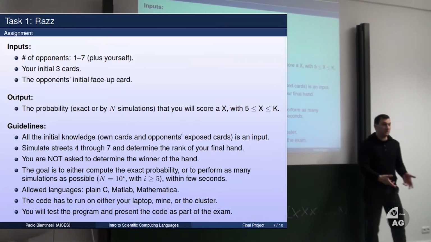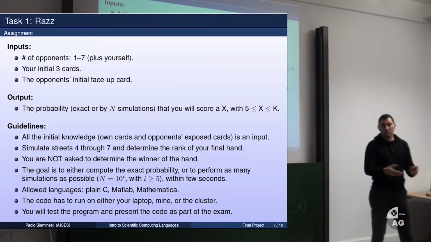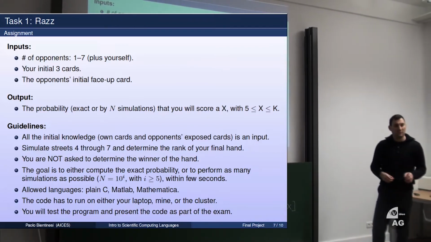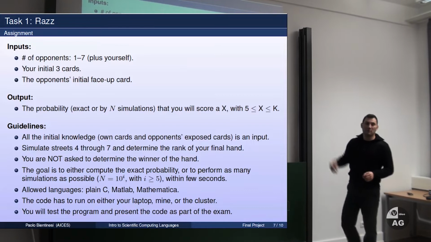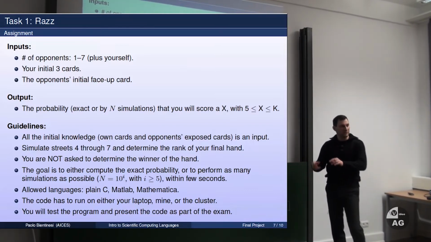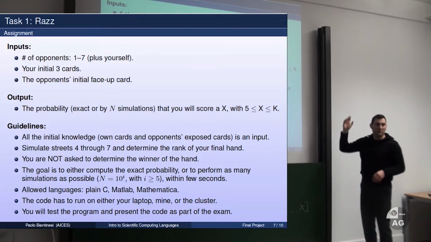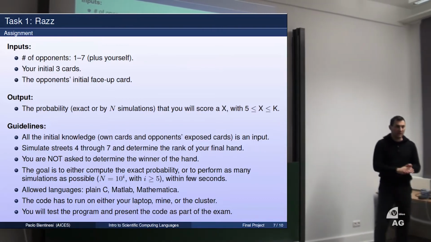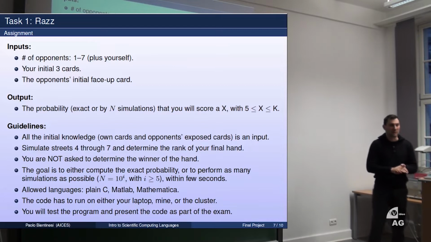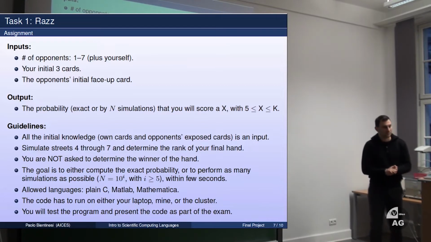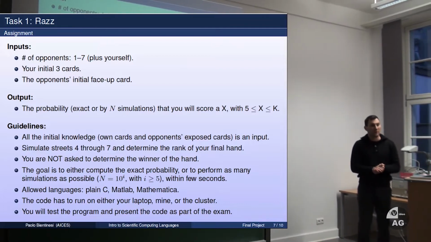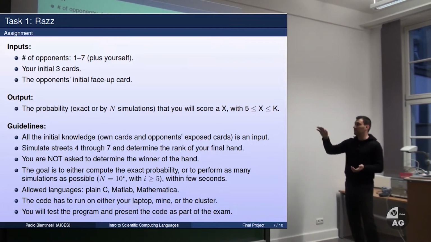And I will give you some tests. I will give you some starting hands, and I will tell you this opponent has this card, that opponent has this card, and I will ask you to compute the probabilities. You will press enter and the probabilities come out. So X is one of your 3 cards. No, X is the rank of RAS. X is 5, 6, 7, see?